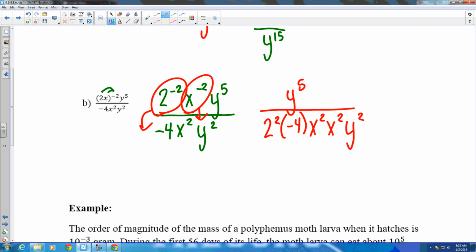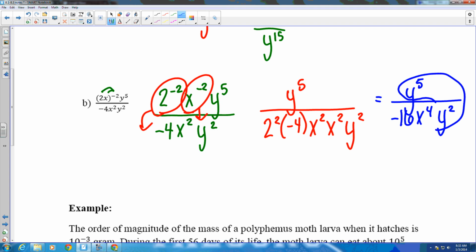So now we need to combine all of our like terms and simplify. On this top we still just have y to the fifth. On the bottom, 2 squared times negative 4 is negative 16 times x to the fourth y squared. And we have the y's that we can cancel now. We subtract the exponents, so all we have left on top is y to the third. On the bottom is negative 16 x to the fourth.